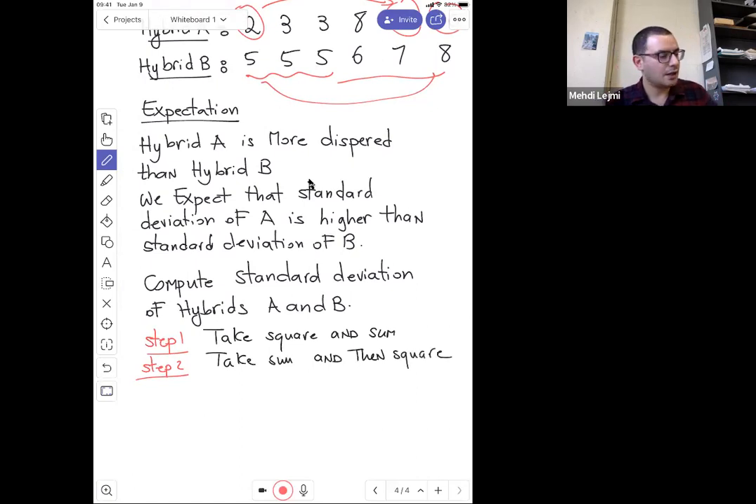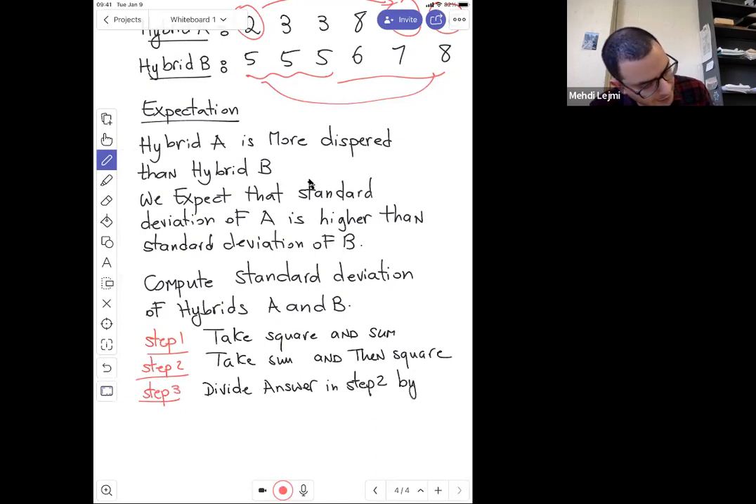Okay. Three, you need to divide your answer in step two by the size of the sample. Divide the answer from step two by the size of the sample, so by n. Four.